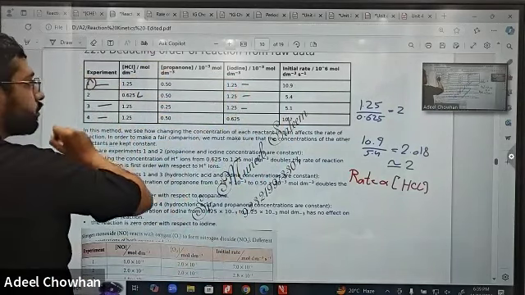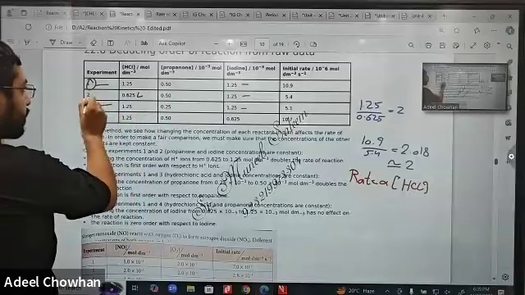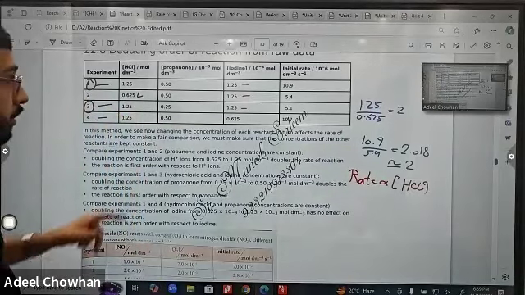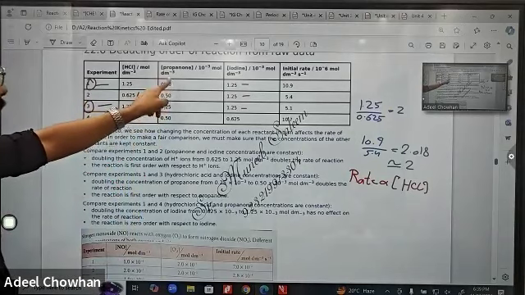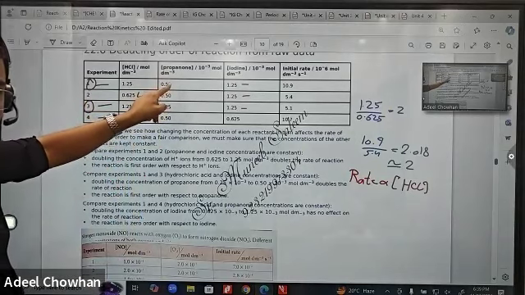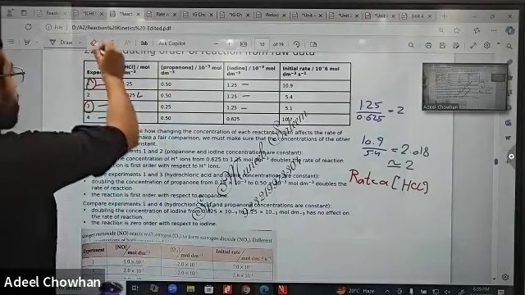Not 1 and 4, 1 and 3. We have to check propanone. You are saying propanone. Did you say propanone or iodine? Iodine, okay.